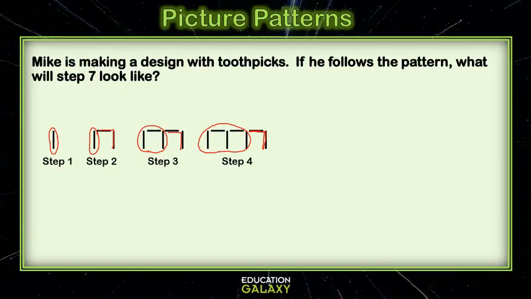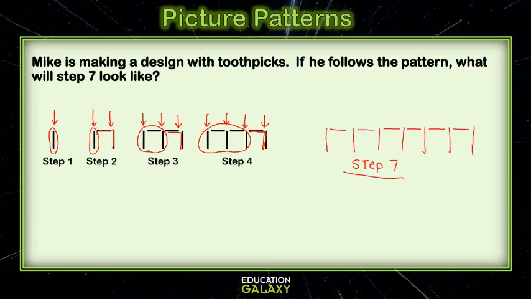I also notice that step 1 has one toothpick going up and down, and step 2 has two toothpicks going up and down, and step 3 has three toothpicks going up and down. Same with step 4, four toothpicks going straight up and down. So that must mean if I'm looking for step 7, it must have 7 toothpicks going straight up and down. It must be step 7.